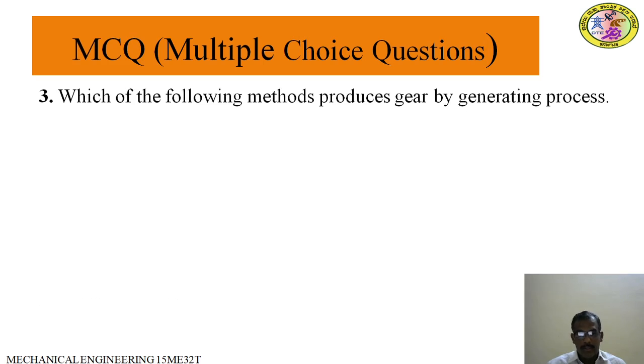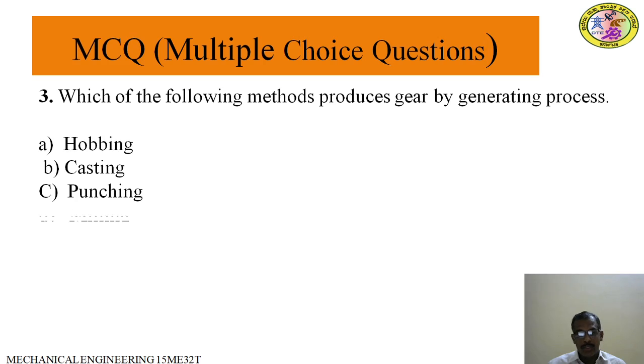Okay, and now next. Which of the following methods provide gear by generating process? Option A, hobbing; option B, casting; option C, punching; option D, milling. So the method used for generating a gear is hobbing. Hobbing method is very commonly used here.